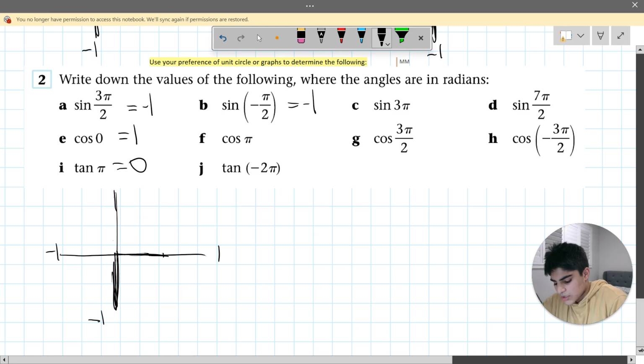Cosine pi. Cosine pi is 180 degrees. At this point, cosine pi is -1. Tan negative 2 pi is 1 pi, 2 pi, 2 pi in the negative direction. At this point, cos theta equals 1 and sine theta is 0, so tan negative 2 pi equals 0.